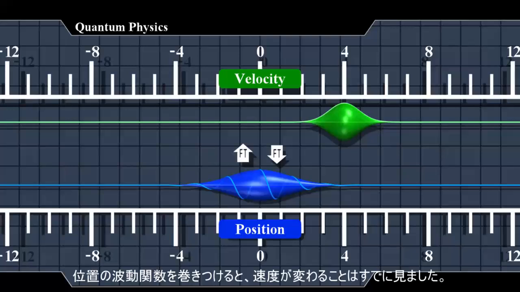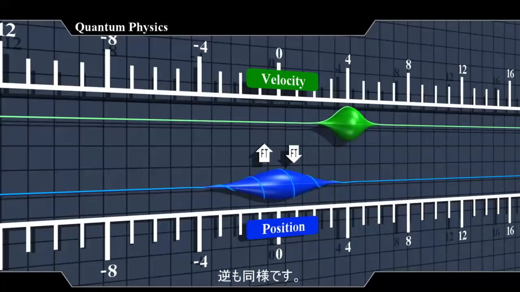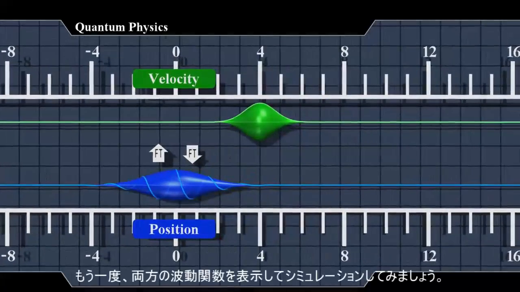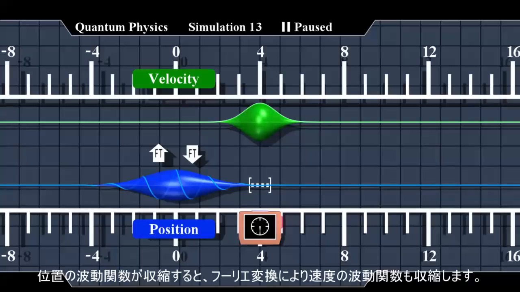We've already seen how adding curls to the position wave function changes velocity. It also works the other way around. Adding curls to the velocity wave function changes the particle's position. We'll now run our simulation again, this time showing both wave functions. When the position wave function collapses, the velocity wave function will snap as well, according to the Fourier transform.